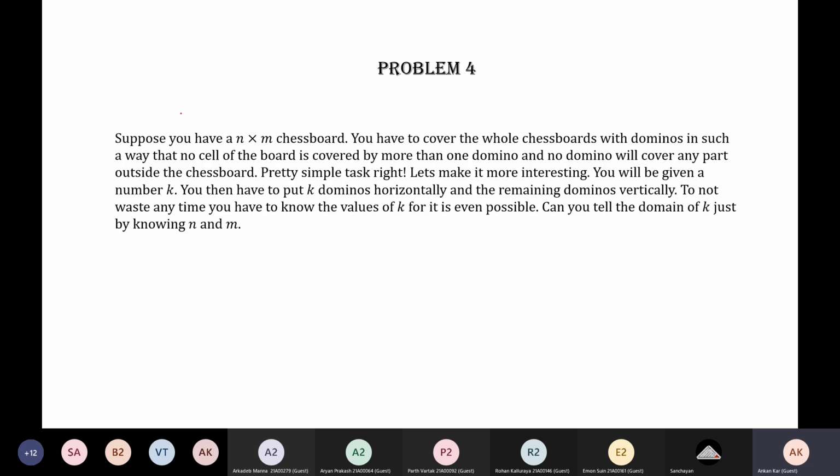Okay. Pretty simple task. Let's make it more interesting, and you will be given a number k. You have to put k dominoes horizontally and the remaining dominoes vertically. You also have to find what values of k it is even possible for. Can you tell the domain of k just by knowing n and m?